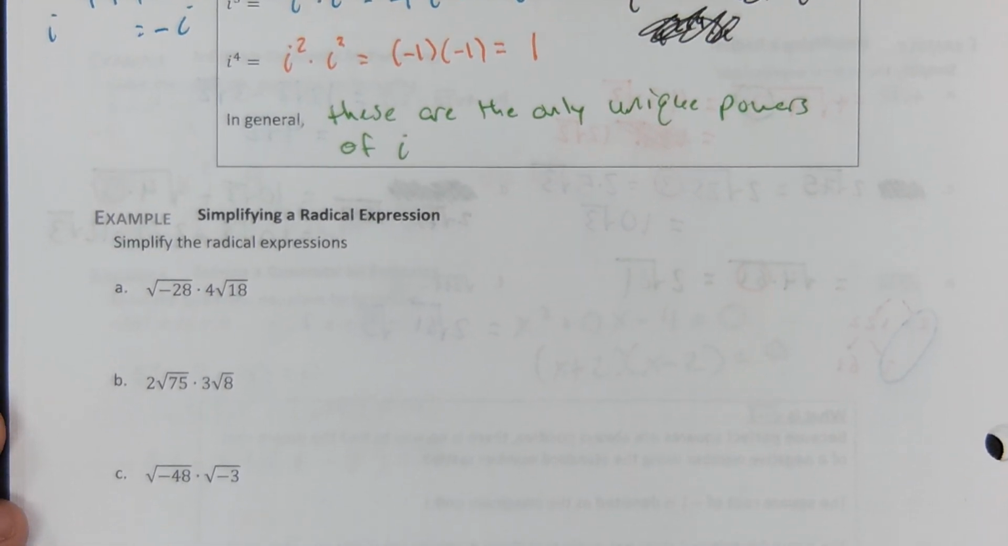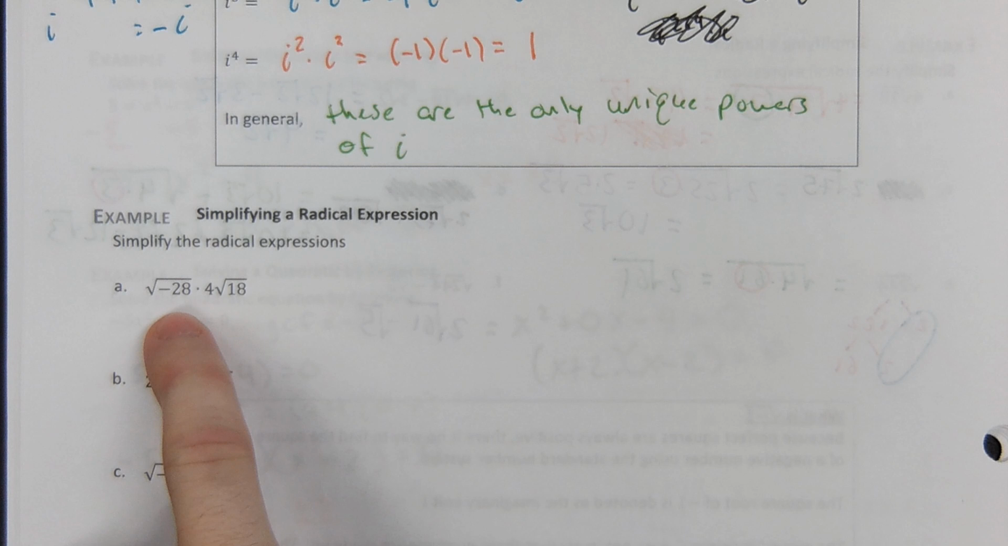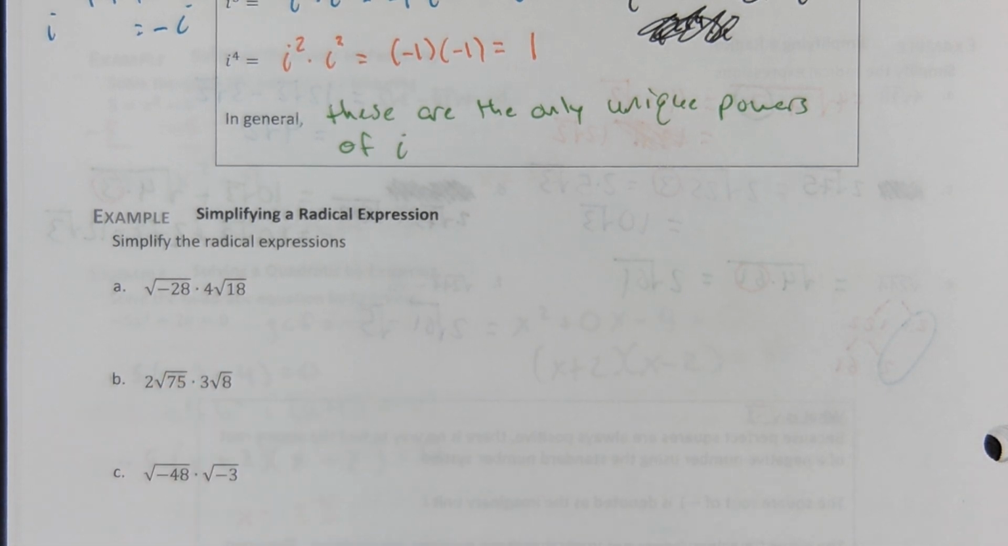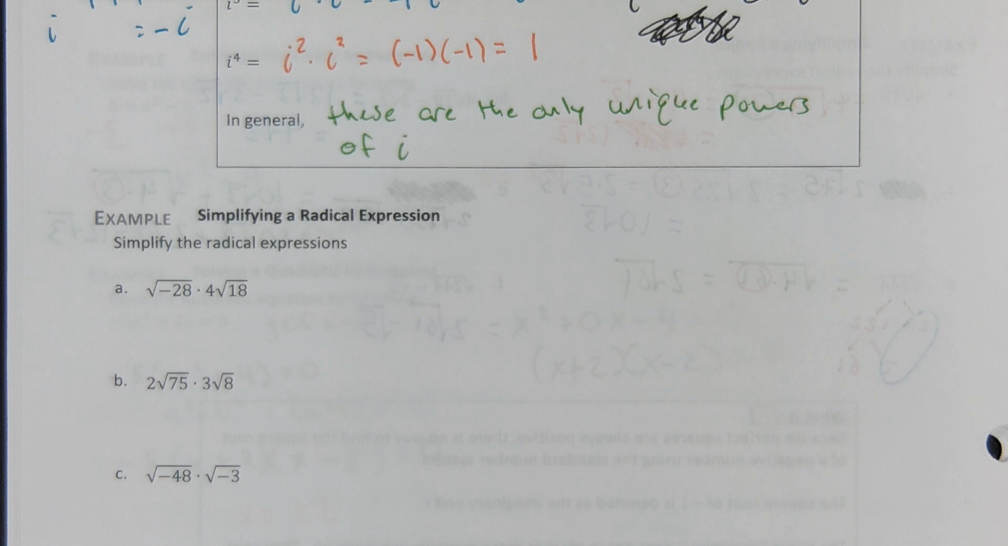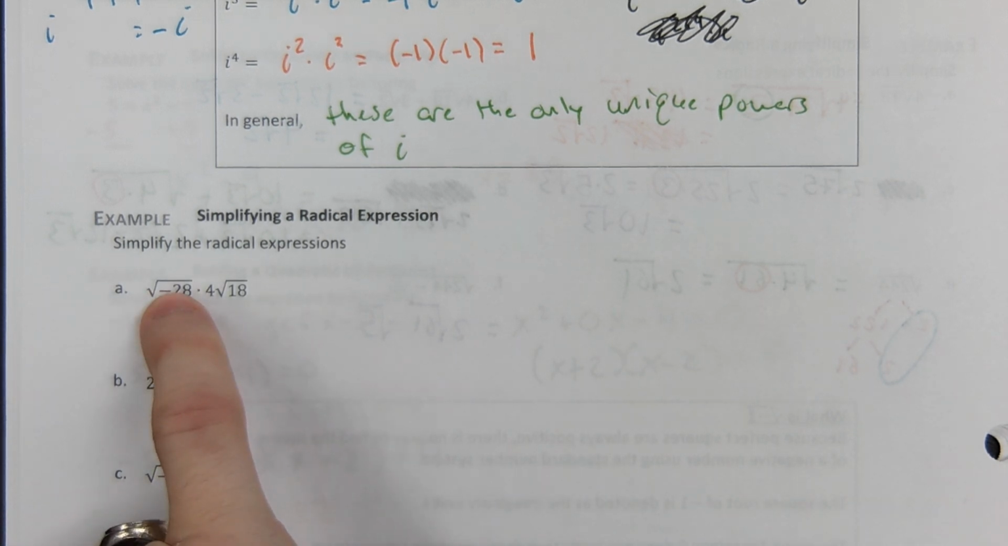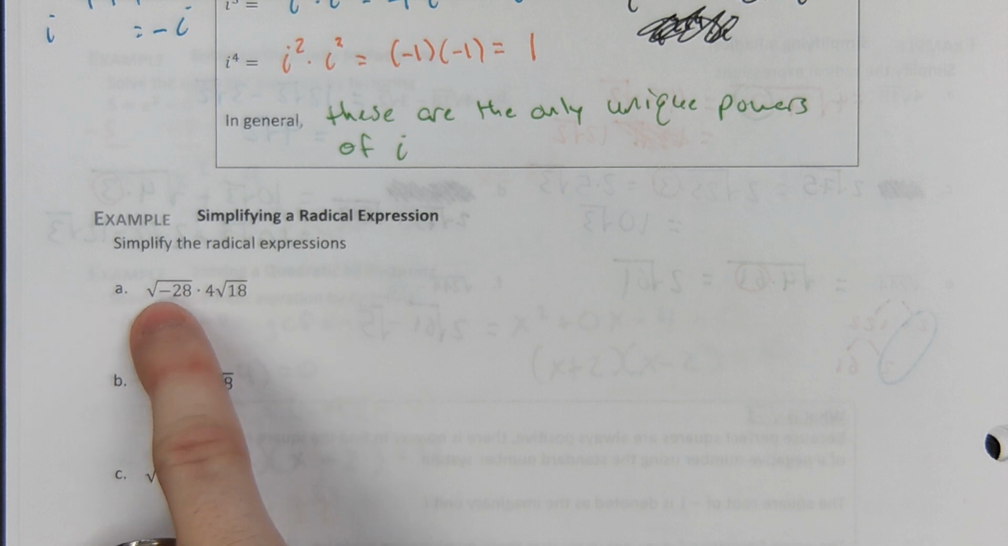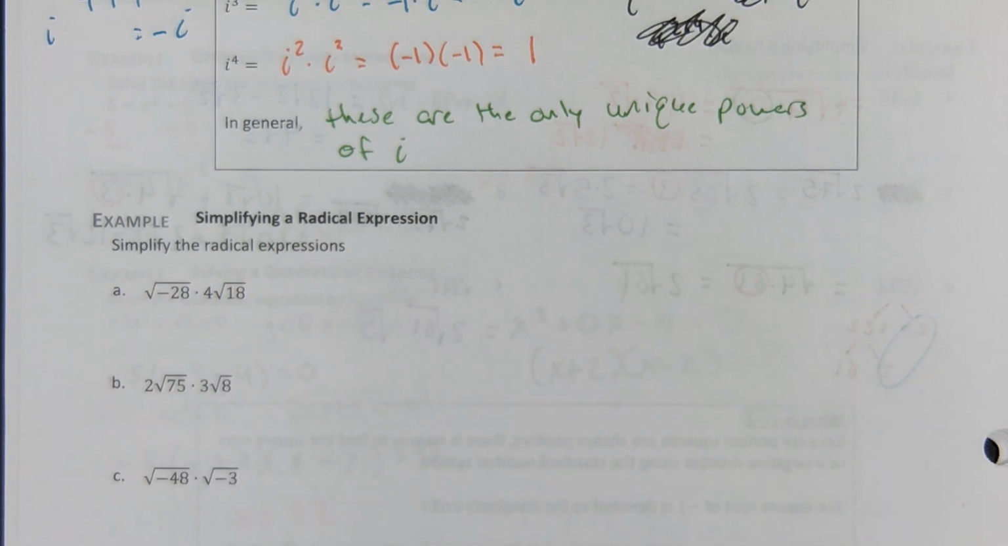Okay. Here, let's simplify this radical expression. You can multiply any numbers that you would like. Real, non-real, radicals, letters, whatever. In mathematics, you can multiply anything. But before we go multiplying any radicals, we do need to simplify them, especially if they have a negative number inside as the radicand. The number underneath the square root bar, if it is negative, you must reduce this radical before you do any multiplying.